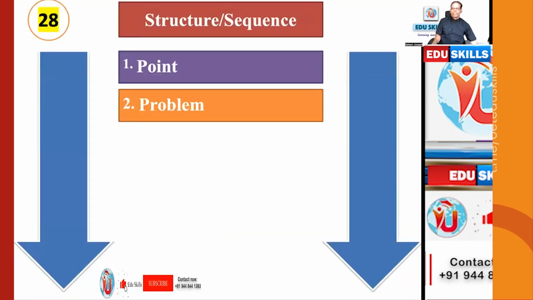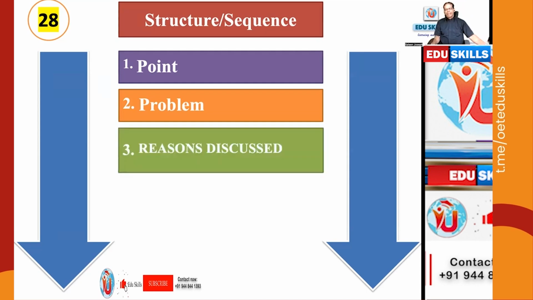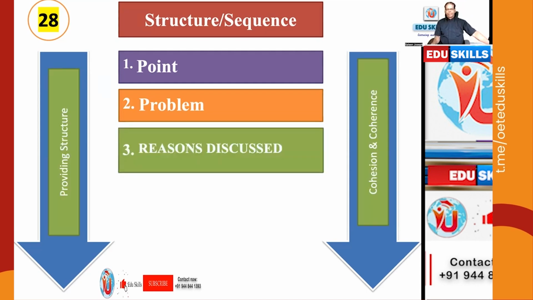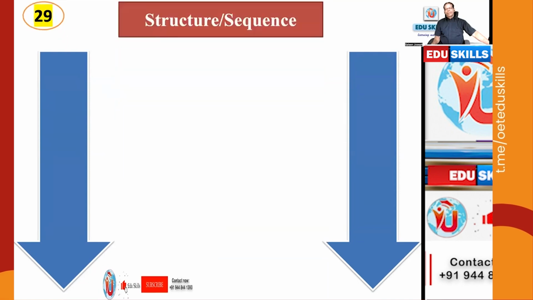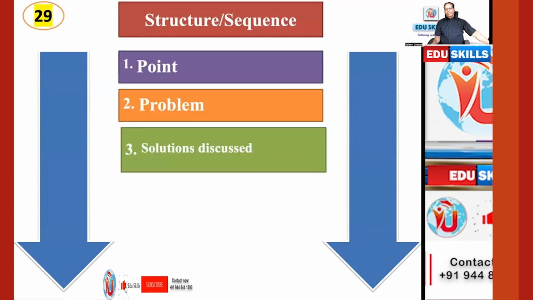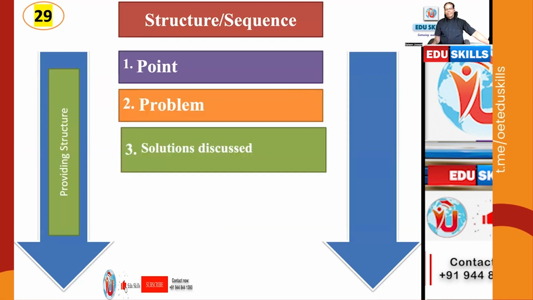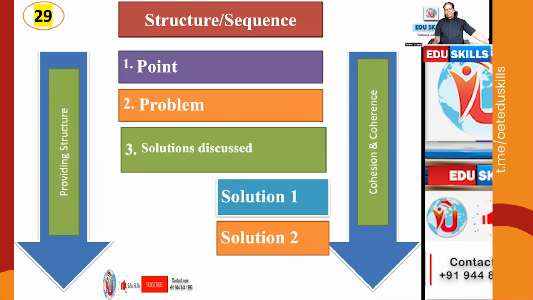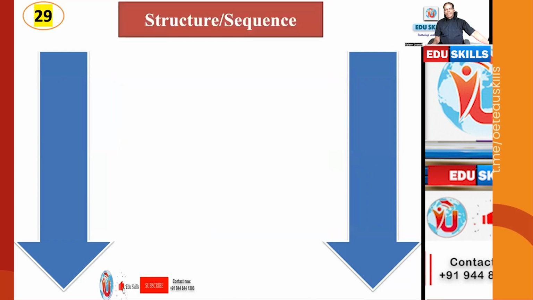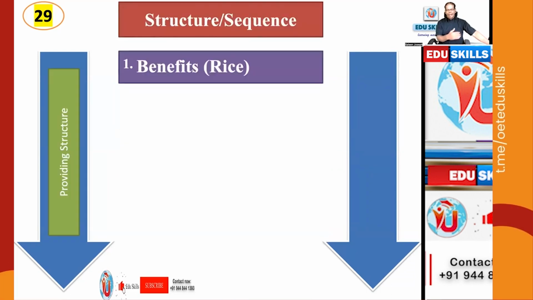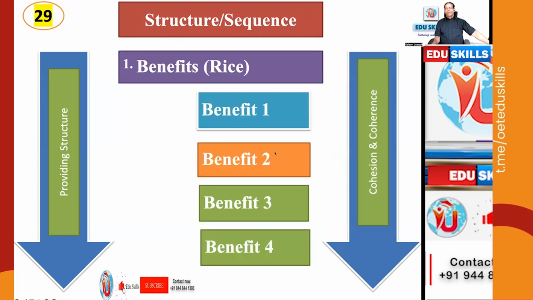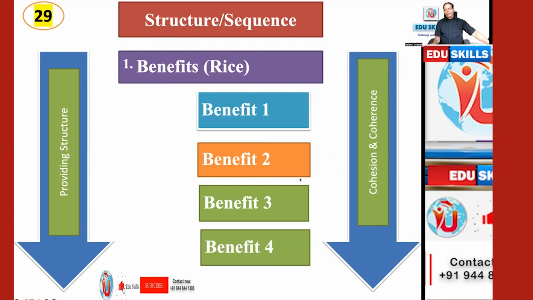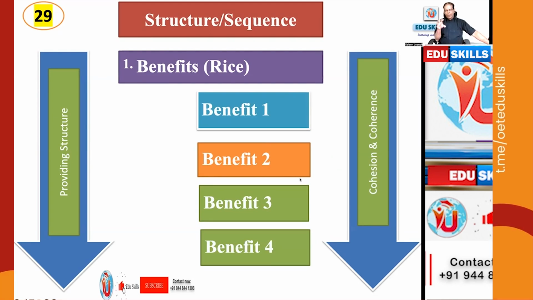So every paragraph will have a structure. Maybe they will give you a point or a problem. Then they will explain the reasons. Reason 1, 2, reason 3. Okay. Otherwise, it could be something like a problem, solutions. Instead of reasons, it could be solutions. Solution number 1, solution number 2, solution number 3 or 4. Okay. Some other things could be rice, as we had rice, benefits. How rice is beneficial. Benefit number 1, benefit 2, benefit 3, benefit 4, and the question will be based on one of these benefits. So immediately you know where you have to launch into or swoop into and locate the answer.